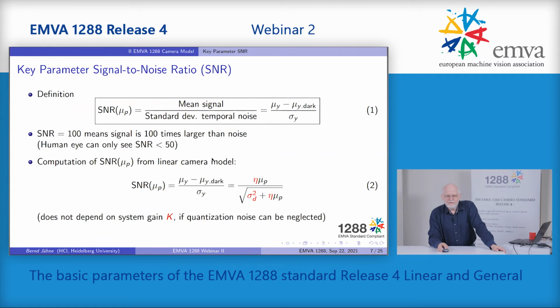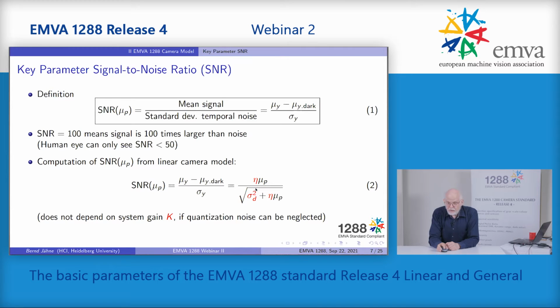And interestingly, if you compute now out of these parameters, you can say, okay, of course, then you can get to this relation, and the system gain is no longer in there, which is not surprising, because noise and signal you are interested in are amplified by a linear amplifier in the very same way. So the gain just cancels out. It makes no sense to get a better image just to increase the system gain. The essential thing is how large is basically the standard deviation of the temporal noise compared to the mean signal.